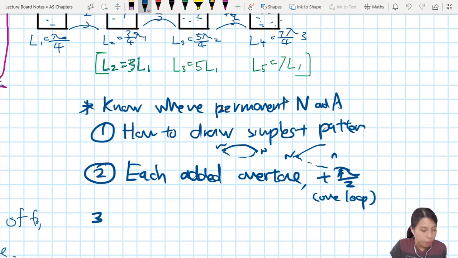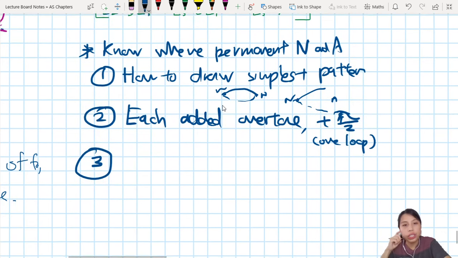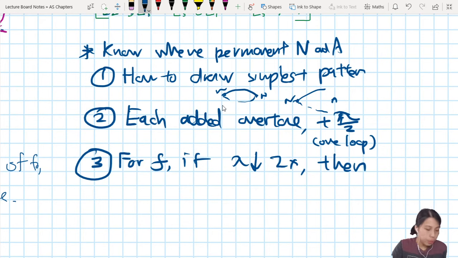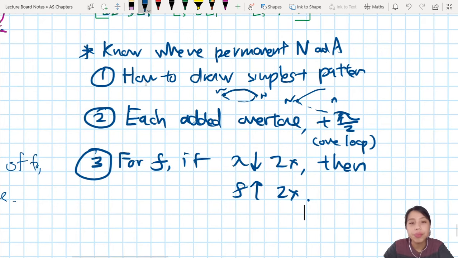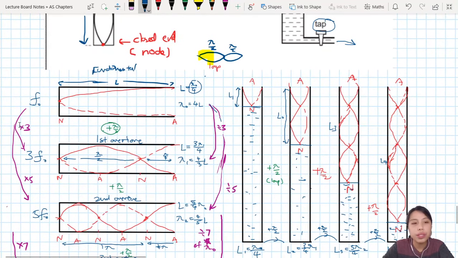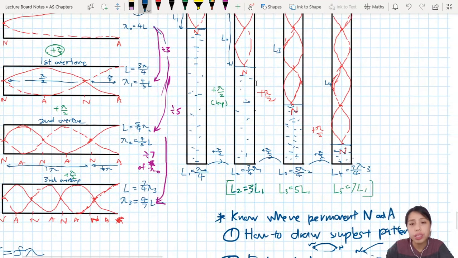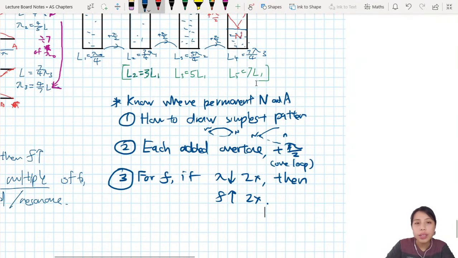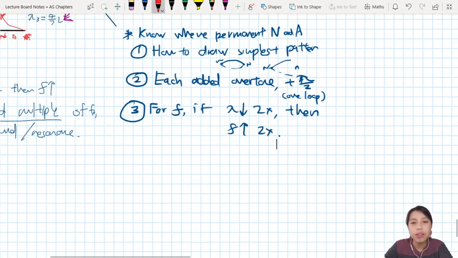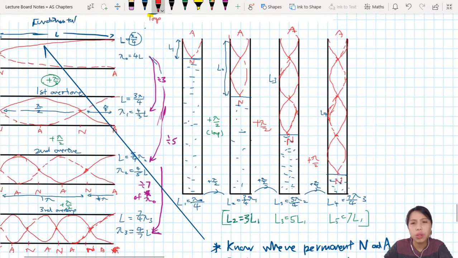And the last, number 3, okay, if you want to think of the relationship between frequency and wavelength, so for some frequency, if your wavelength goes down 2 times, then how does the frequency change? So frequency must go up 2 times. This is an example. Like, we've been looking here, your wavelength goes down 5 times, so your frequency goes up 5 times. So that is the whole relationship between these. If you get these basic ideas correct, you can pretty much, on the spot, draw out any kind of series of harmonics and overtones and things like that.